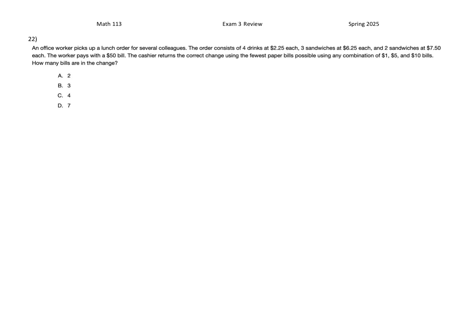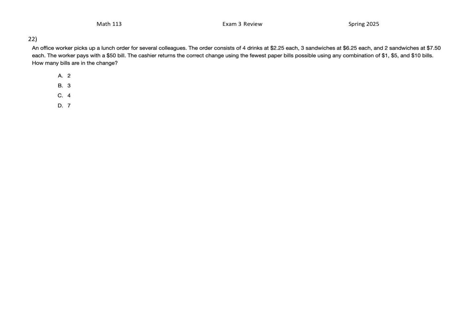An office worker picks up a lunch order for several colleagues. The order consists of four drinks at 2.25 each, three sandwiches at 6.25 each, and two sandwiches at 7.50 each, and the worker pays with a $50 bill. The cashier returns the correct change using the fewest paper bills possible, using any combination of ones, fives, and tens. How many bills are in the change?